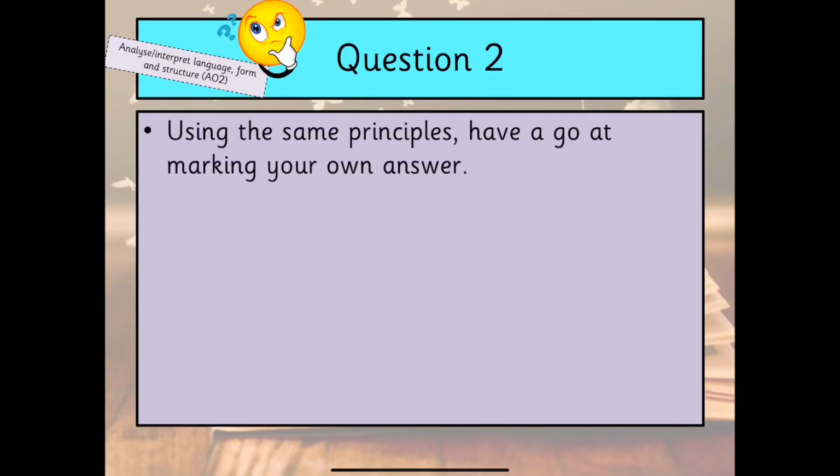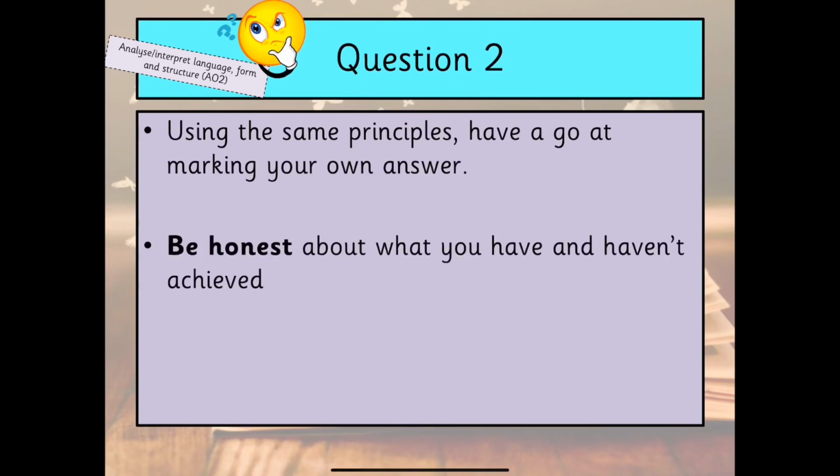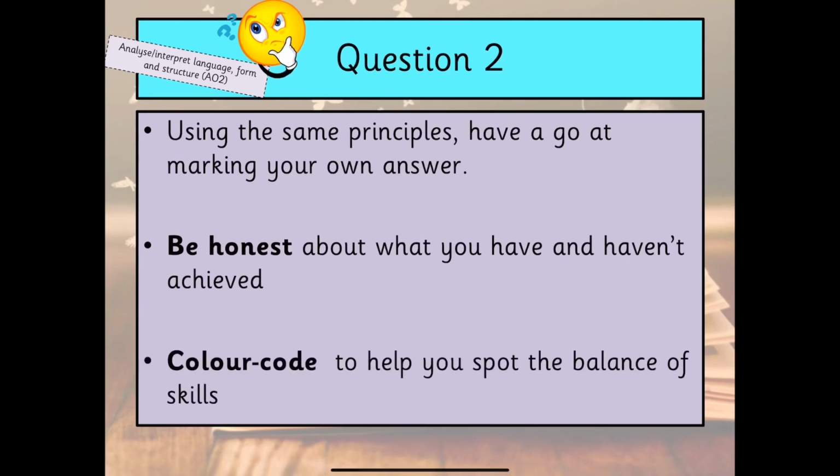So, using the same principles, why don't you have a go at marking your own answer? It's really important to be honest about what you have and haven't achieved here. Use the colour-coded mark scheme to help you spot the balance. You can get the mark scheme from the AQA website, print it off and highlight it if you prefer using a physical paper copy. If not, you can use the pink, yellow and blue system that I used in my video. Give yourself a mark out of 8, and from that give yourself a target.